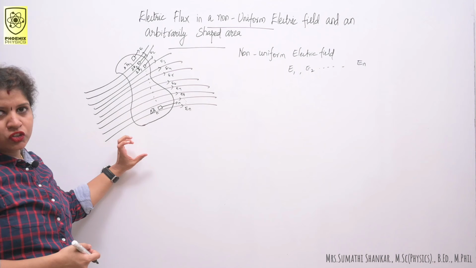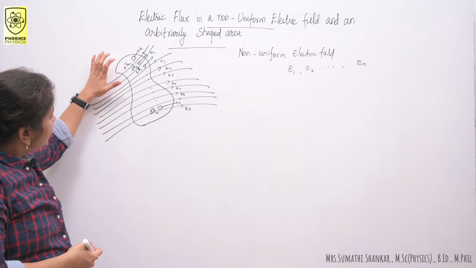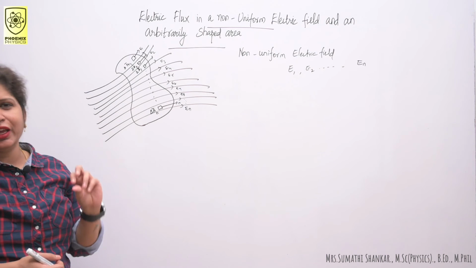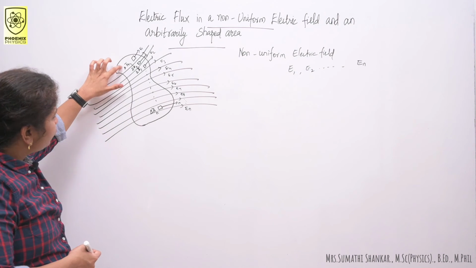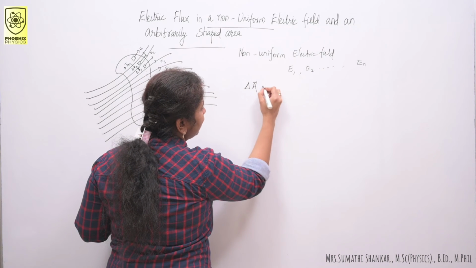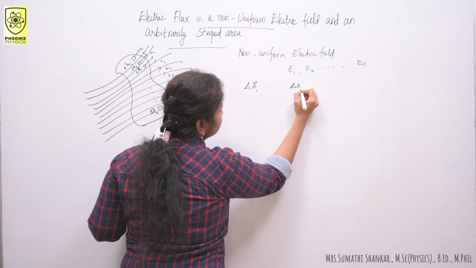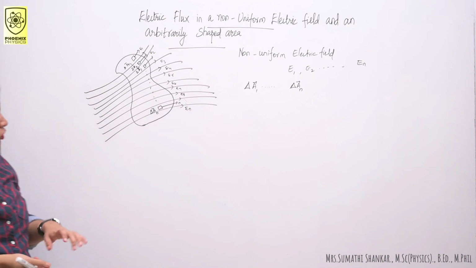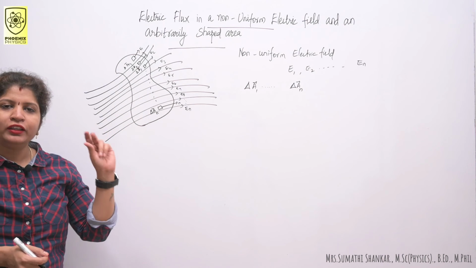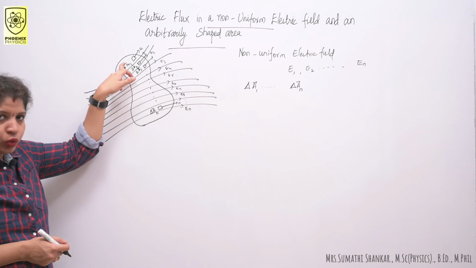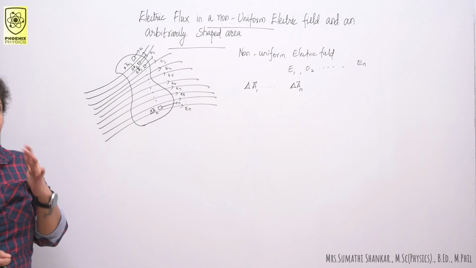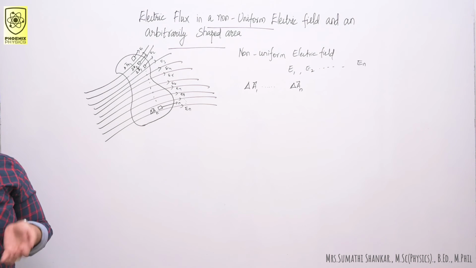This is one irregular shape, right? So here this shape is divided into n number of small area elements, that is delta A1, delta A2 up to delta An. All are vectors only. So I have divided the entire area into small area elements, that is delta A1 vector, delta A2 vector up to delta An vector.